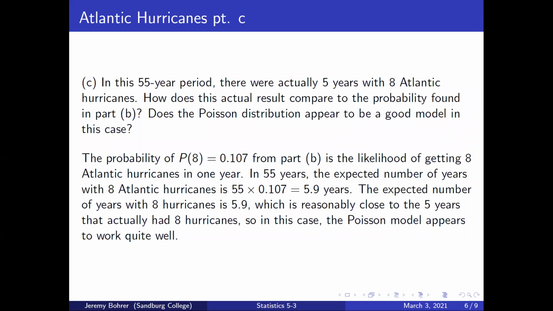C, in this 55-year period, there were actually 5 years with 8 Atlantic hurricanes. How does this actual result compare to the probability found in part B? Does the Poisson distribution appear to be a good model in this case? The probability P of 8 equals 0.107 from part B is the likelihood of getting 8 Atlantic hurricanes in 1 year. In 55 years, the expected number of years with 8 Atlantic hurricanes is 55 times 0.107 equals 5.9 years. The expected number of years with 8 hurricanes is 5.9, which is reasonably close to the 5 years that actually had 8 hurricanes. So in this case, the Poisson model appears to work quite well.